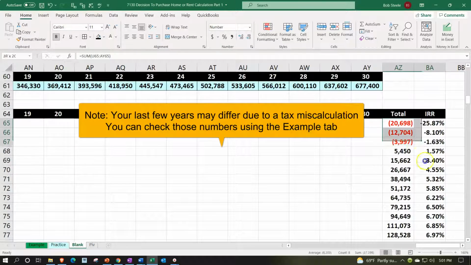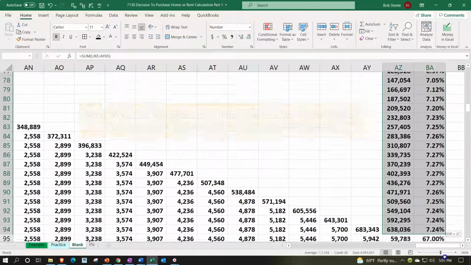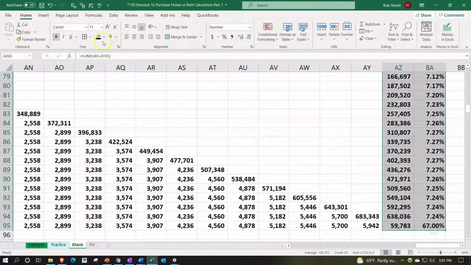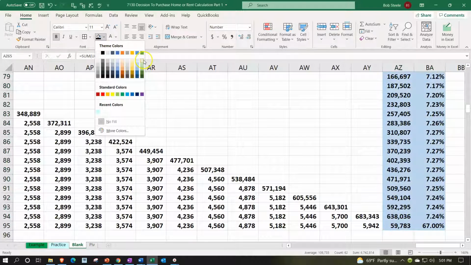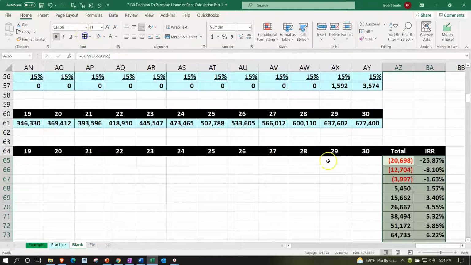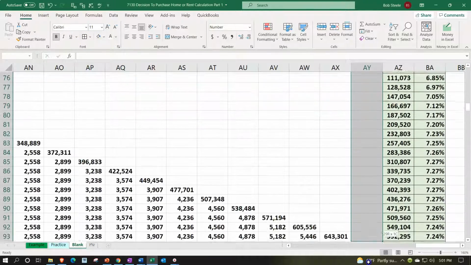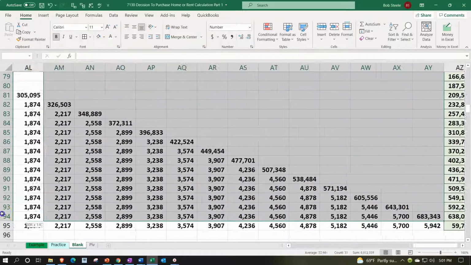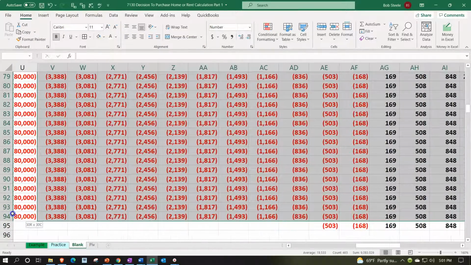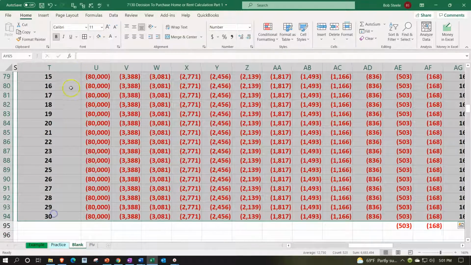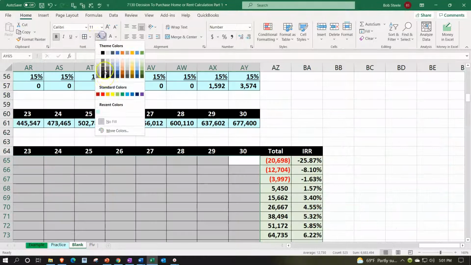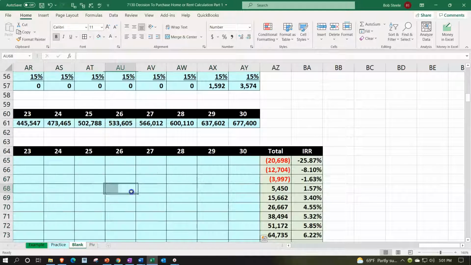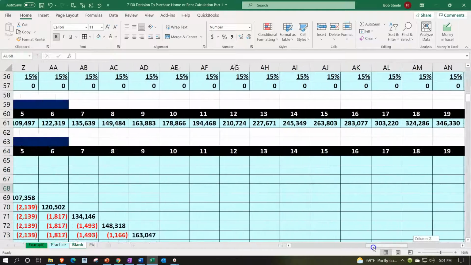So let's format this. I'm going to do a little bit of formatting. I'm going to make this a little different, make it green to distinguish it. And so we'll make that green, and then we'll make this whole thing blue. So this whole thing we'll make blue and bordered. And so there we have it. And so that looks good.